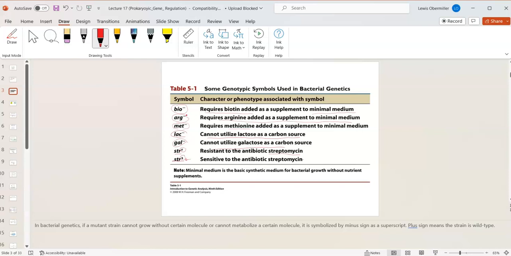So there's a lot of these. We're going to focus on these few. Just know these, but there could be other things like azithromycin, and this is important in medical fields too. Anyway.